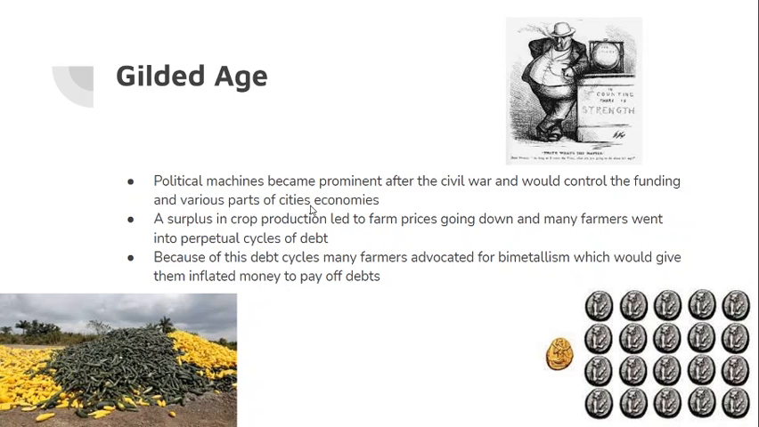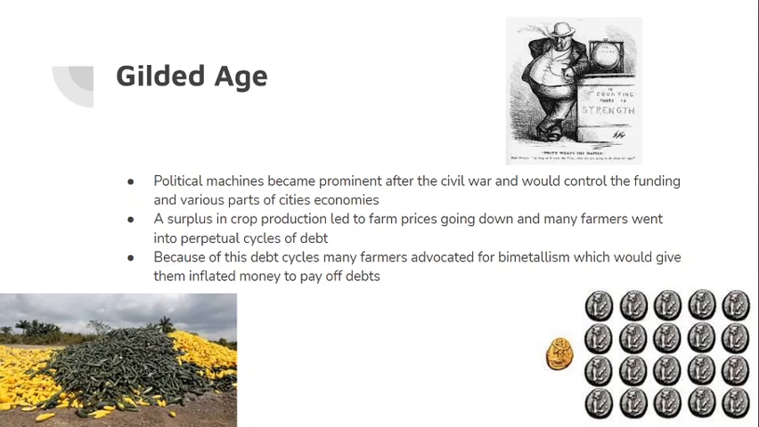Next thing I want to talk about is the Gilded Age. The Gilded Age occurred slightly after the Civil War. Basically, the Gilded Age was very prominent. What was happening is political machines became prominent, and they would control the funding in various parts of cities' economies because they had the votes of the people.